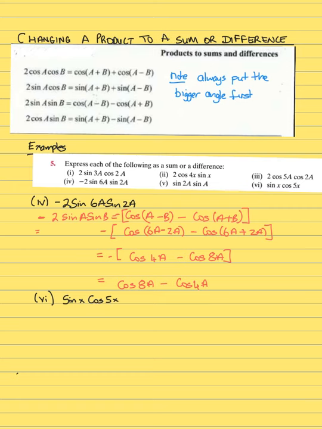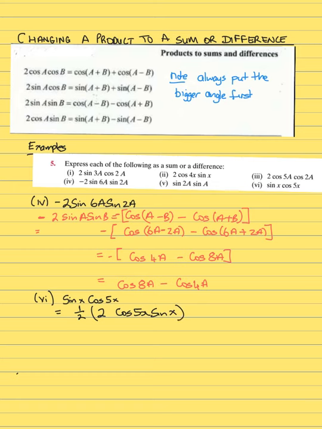In the last part of that question, a couple of things we need to notice here. First of all, the 2 is missing, so we'll have to put that in. And normally we want to have the big angle first, so we'll sort that out first. So it's just a matter of rewriting this as 2 times cos 5x sine x, but of course we can't just put 2 in front of it, so it's a half times.